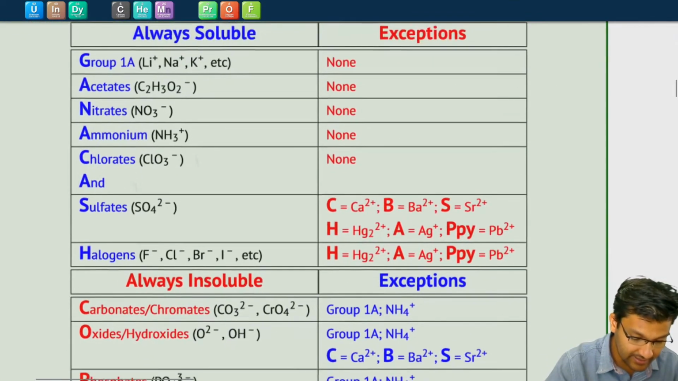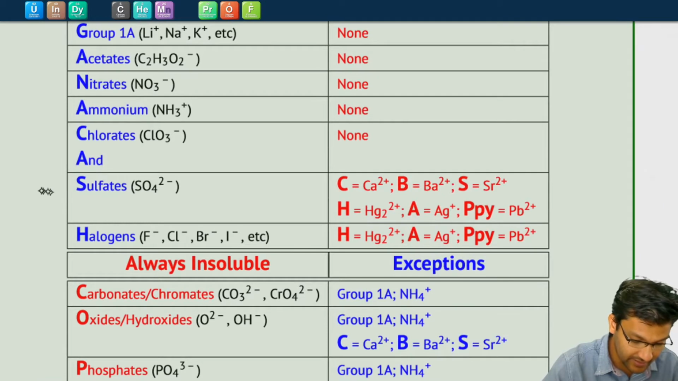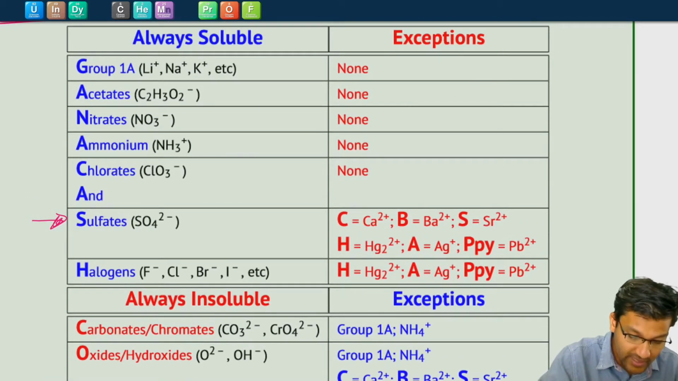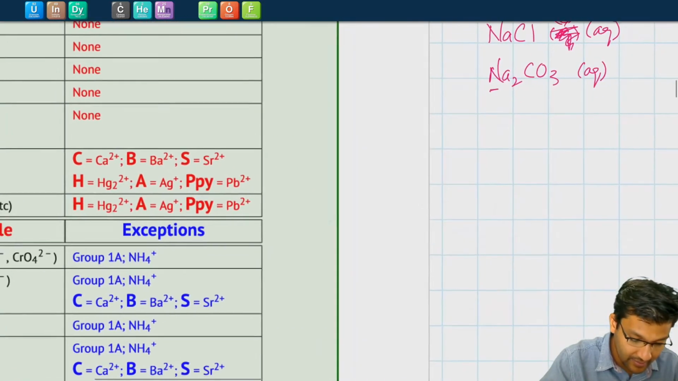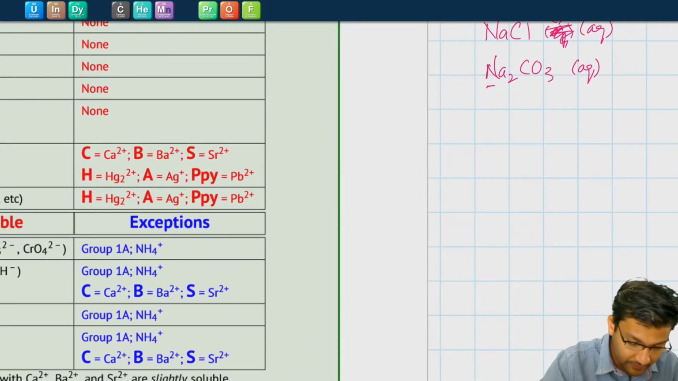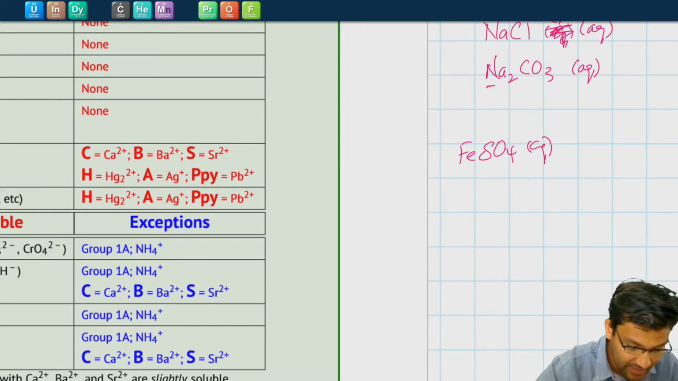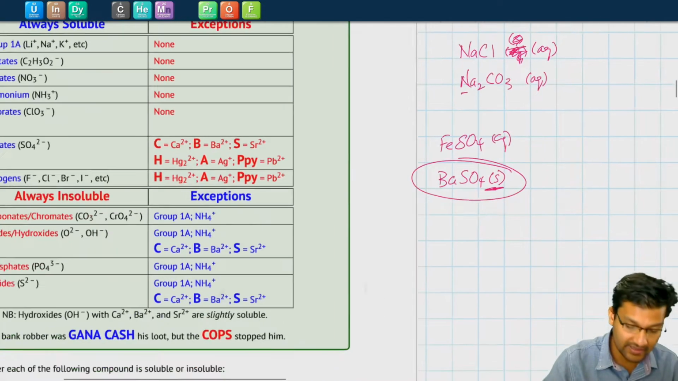Let's look at another example, sulfates. Here it says sulfates are going to be soluble with some exceptions. For example, if we had, picking one at random, iron 2 sulfate, it's going to be soluble. However, if we have one of these exceptions with sulfate, let's say barium sulfate, it's going to be insoluble, as an example.